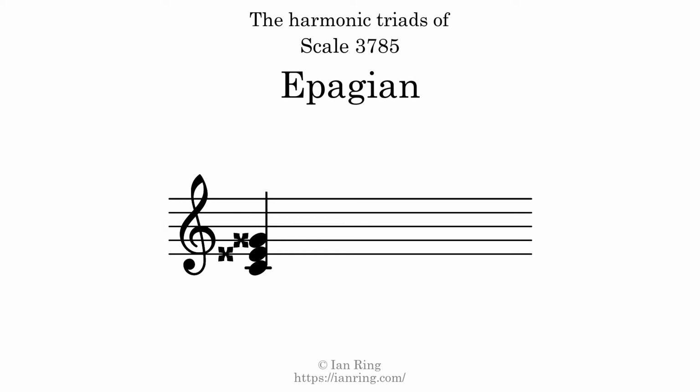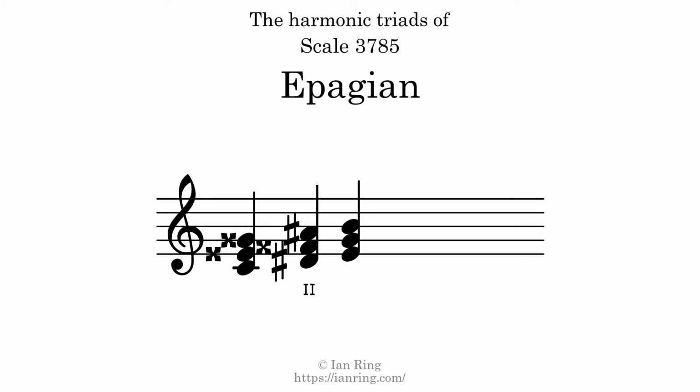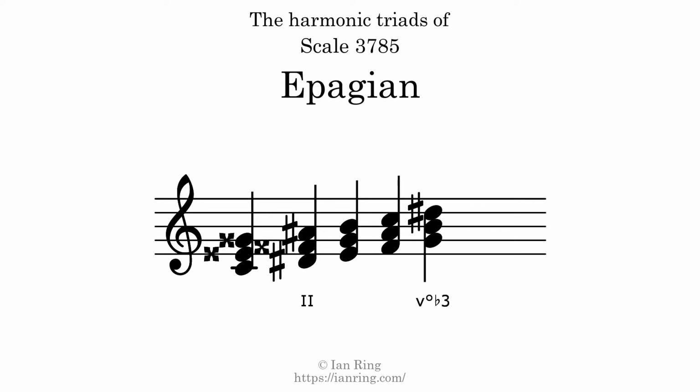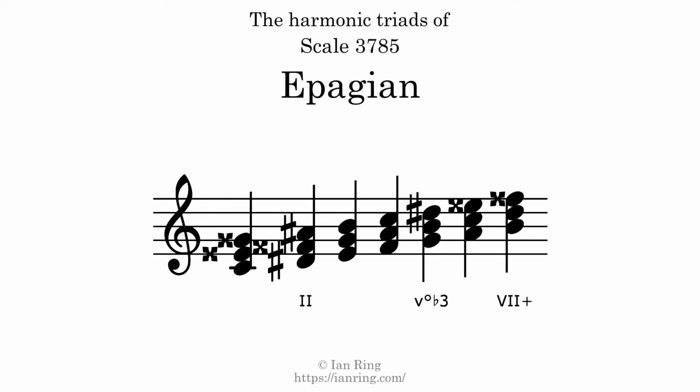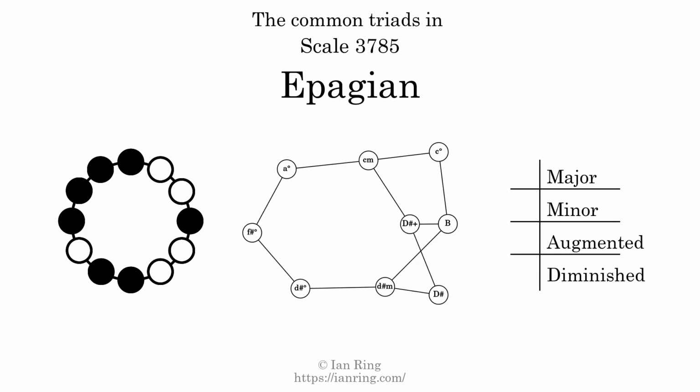Here are the harmonic triads present in this scale. Unnamed, major, unnamed, unnamed, diminished flat 3, unnamed, augmented. Here are the common triads present in this scale. The diagram in the center is a graph of parsimonious voice leading between triads.